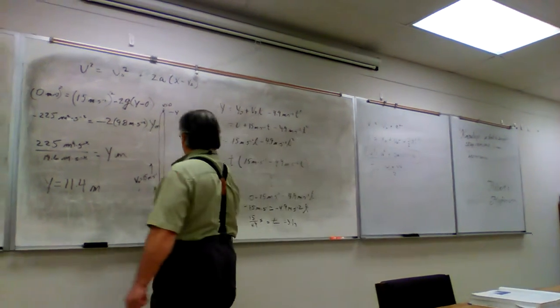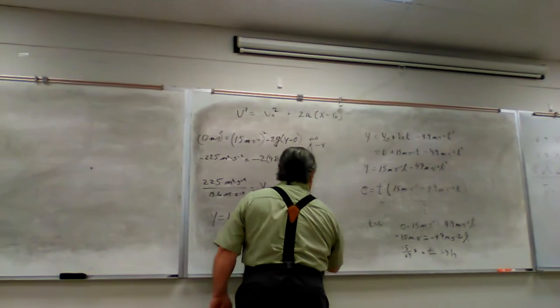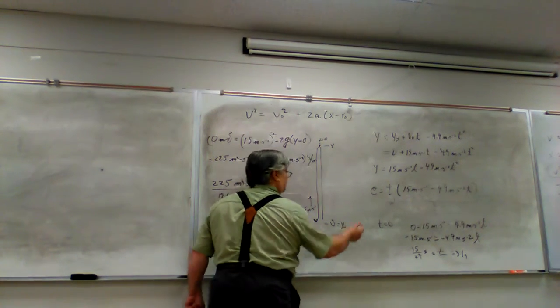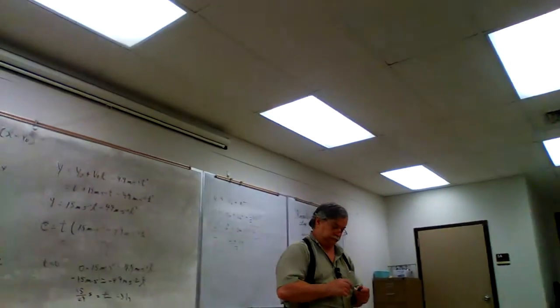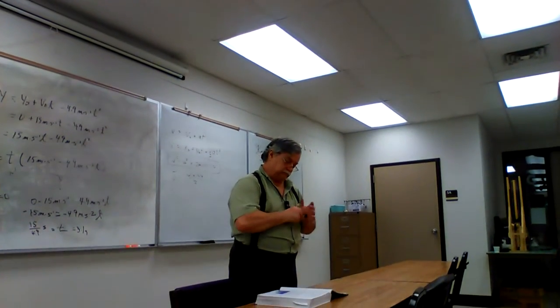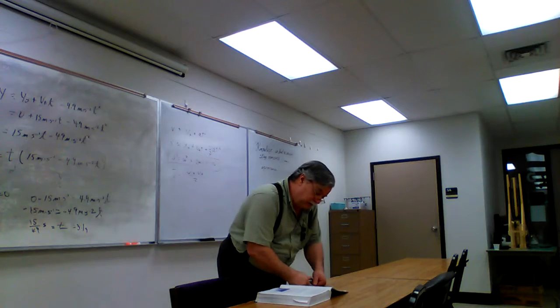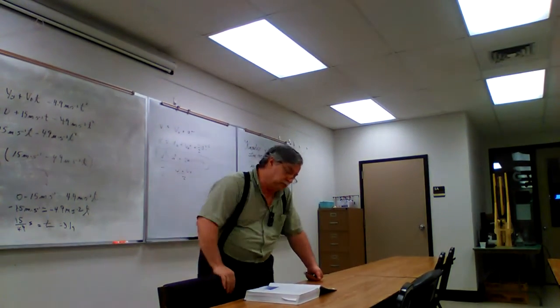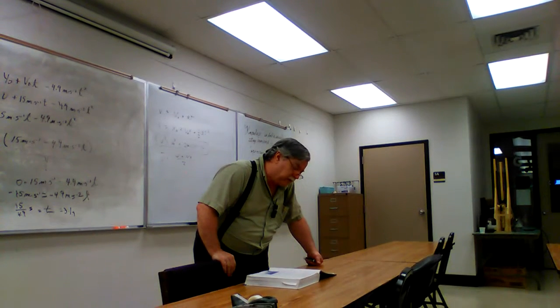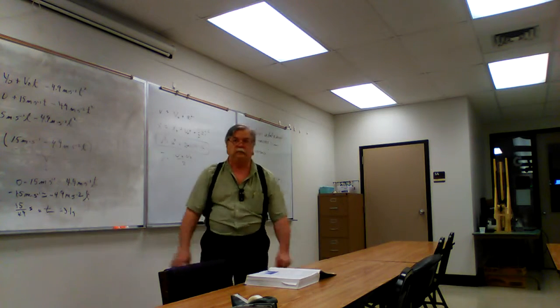So, the ball will be at y equals 0, at t equals 0, and at t equals 3.1 seconds. Yeah, you should have kept 3 significant digits. 3.06, right.